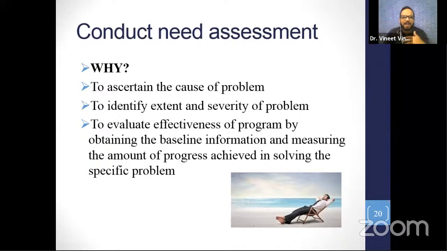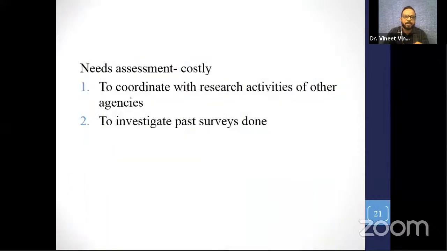reducing that baseline value. So for an example, the DMFT index or DMFT score is 5. Average DMFT score is 5 at the baseline. So you will conduct a program to bring it down to 2, DMFT 2, which is recognized by WHO. The DMFT value 2 is the ideal DMFT score in a country or in a setting. Okay, and measuring the amount of progress achieved in solving the specific problem.